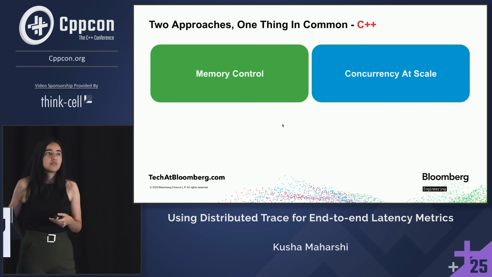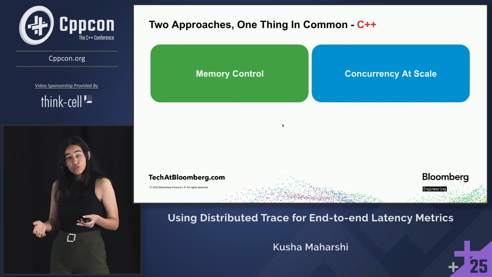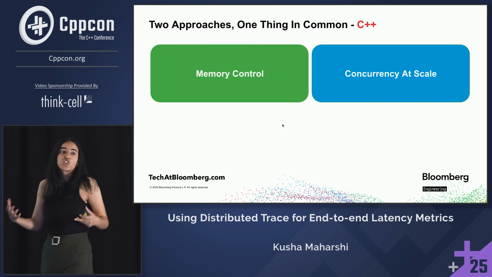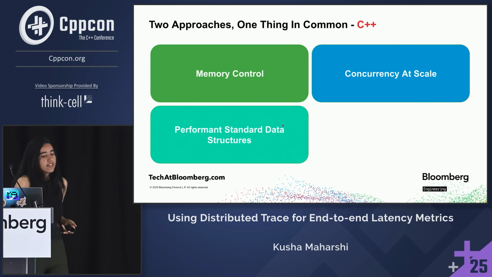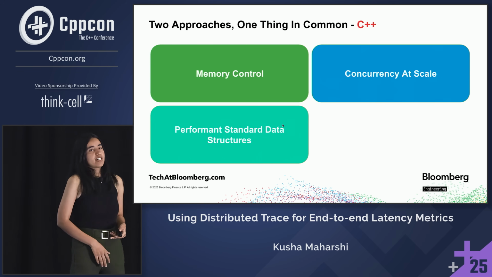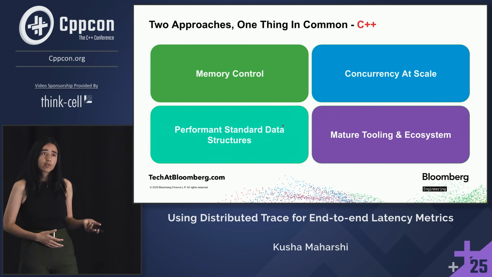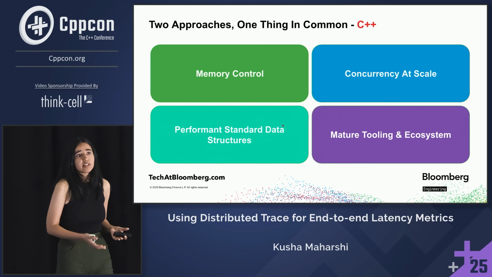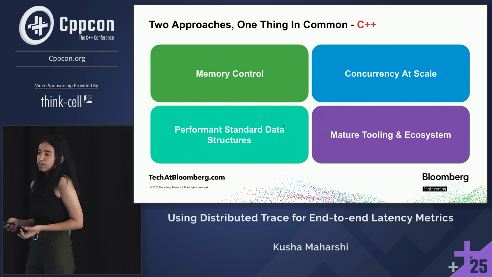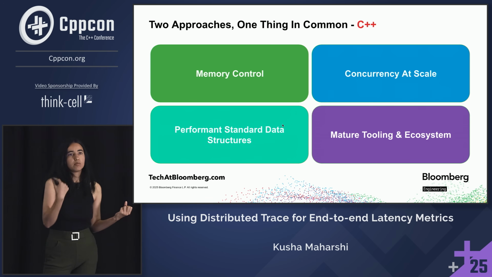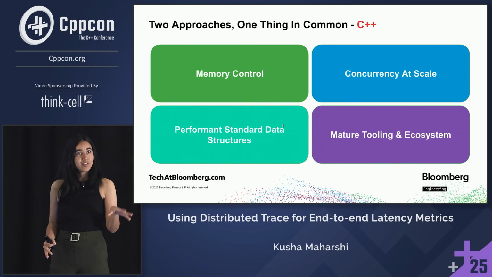Also because of enabling concurrency at scale through multi-threading library support, which is further supported by our internal wrappers around it. So that just speaks to a well-developed ecosystem. And then, of course, being able to rely on performant standard data structures. And finally, the mature ecosystem of C++ is rich with tooling that we can use for debugging and testing and whatnot. We have these two different approaches that we took a journey through to implement, and we'll find out what happened in a second.